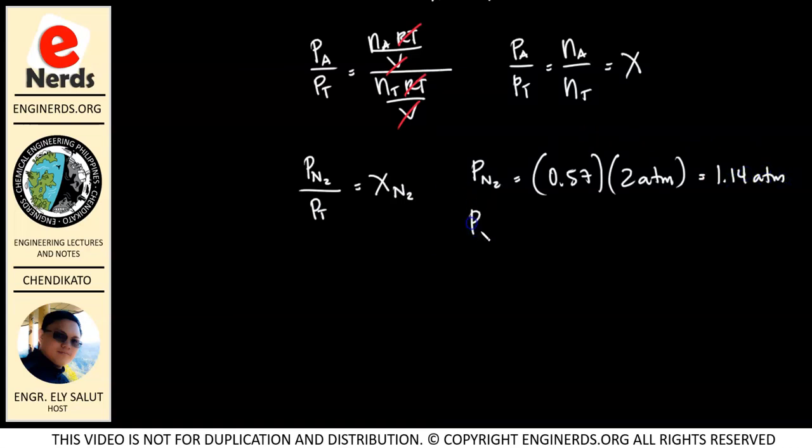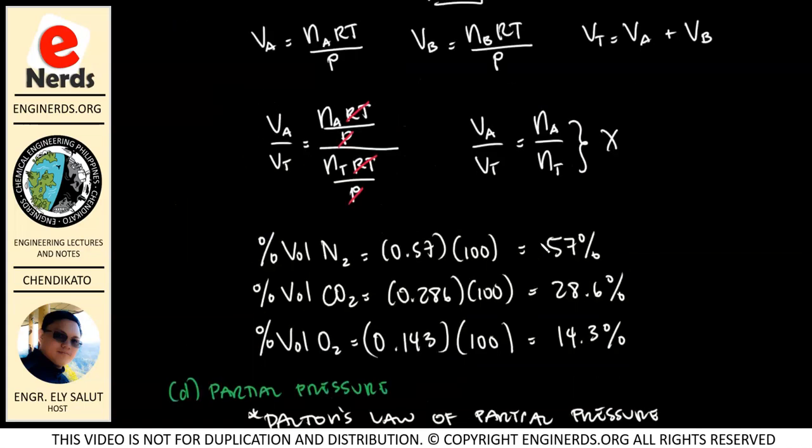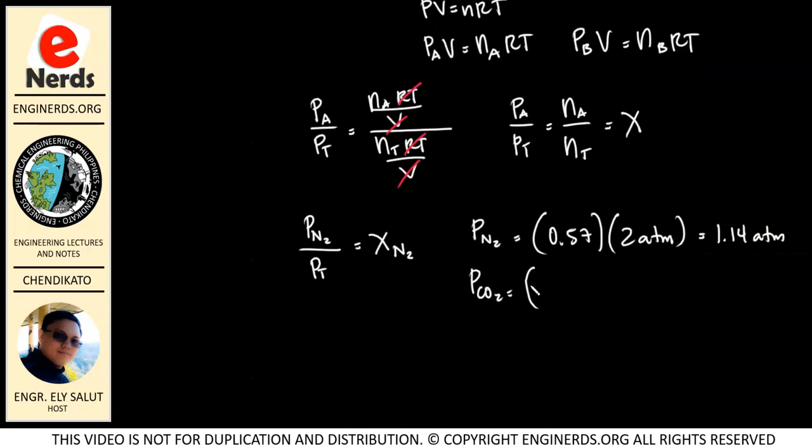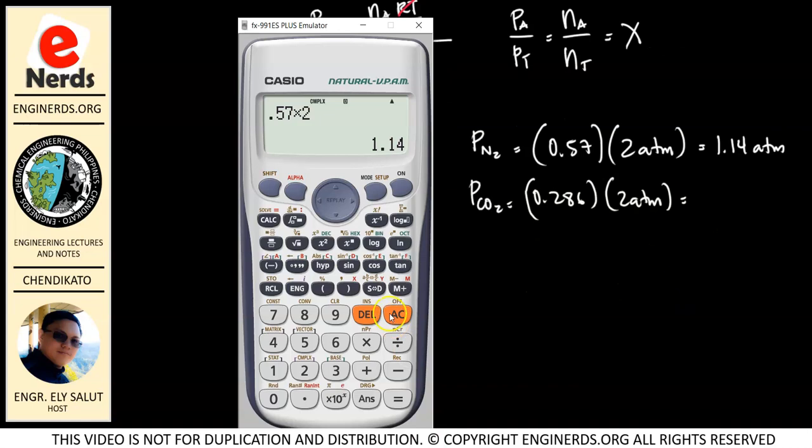Now, the partial pressure of CO2 is equal to its mole fraction, which is 0.286, times 2 atmosphere. This is equal to 0.286 times 2 atmosphere is equal to 0.572 atmosphere.